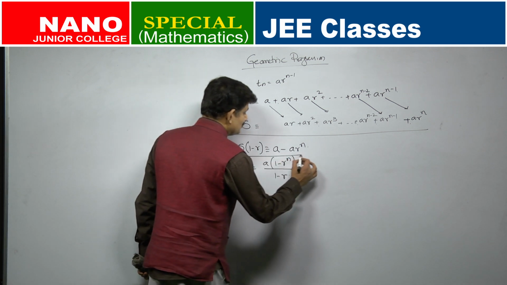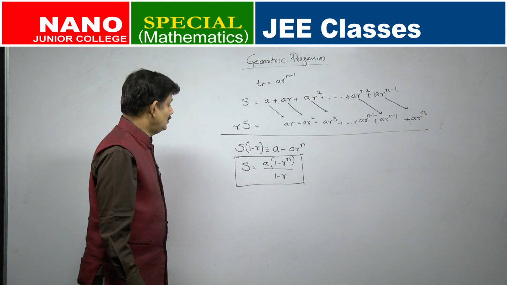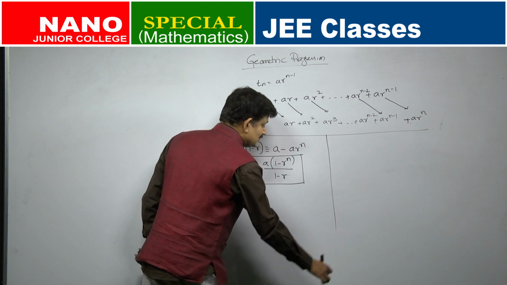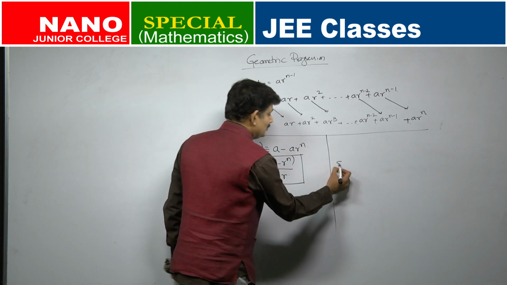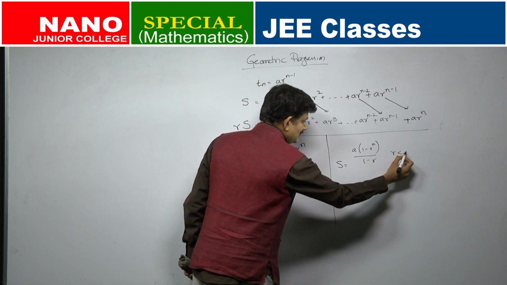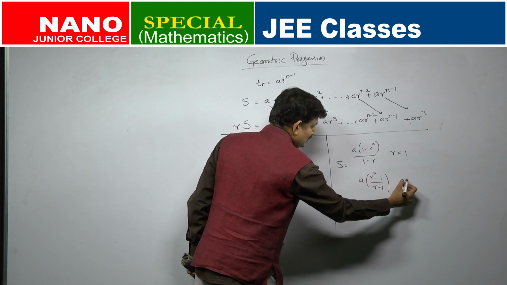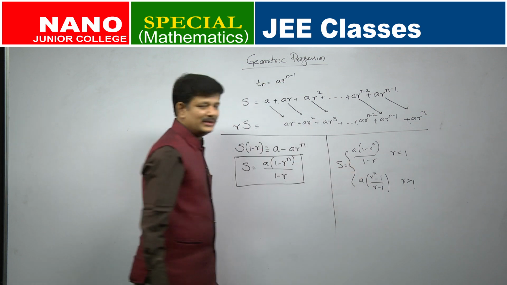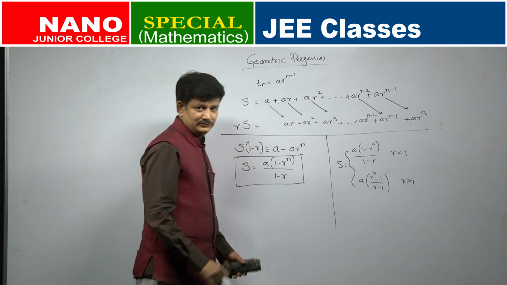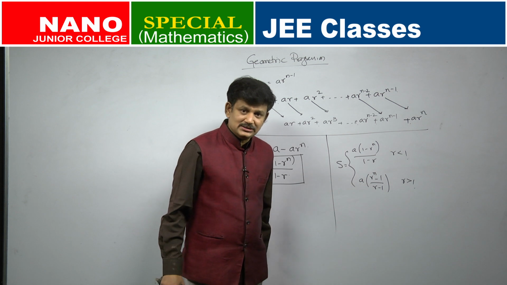So, what is sum to n terms of a geometric progression? S is equal to A into 1 minus R power n divided by 1 minus R. Now, some textbooks have this habit of writing S is equal to A into 1 minus R power n divided by 1 minus R if R is less than 1, A into R power n minus 1 divided by R minus 1 if R is greater than 1. These two definitions separately. Now, this is nothing but making a fool of yourself. What is the fun in writing these two separately when both of them are one and the same?